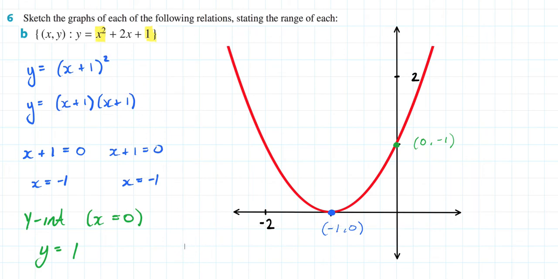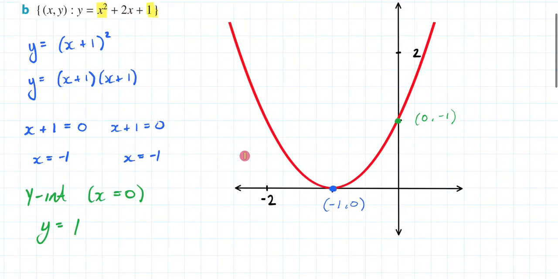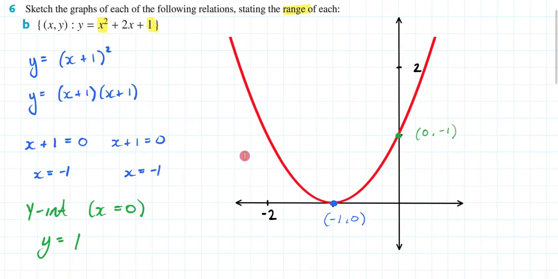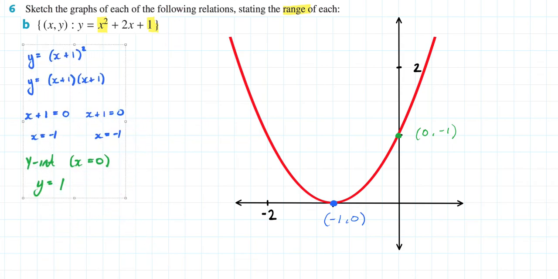Perfect. Now, the question also asks me to state what the range is. So let me scroll down here for a second. Let me actually do some cleanup. Let me just grab this and shrink it down a bit. So now I need to figure out what my range is going to be.